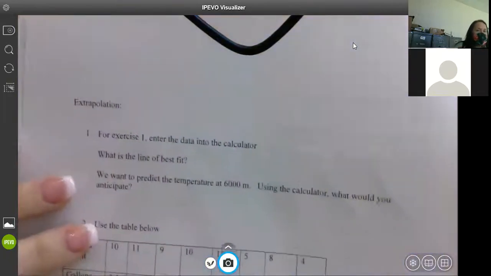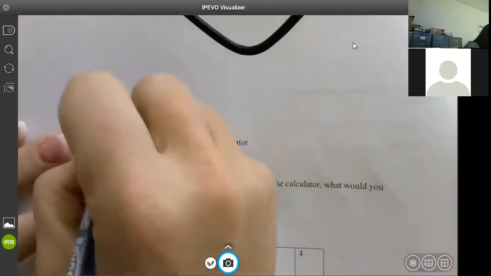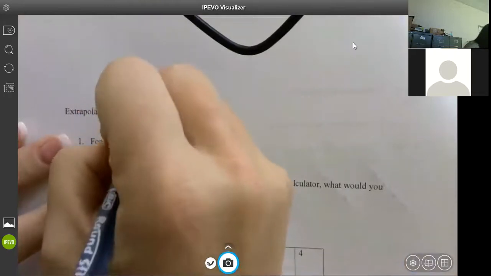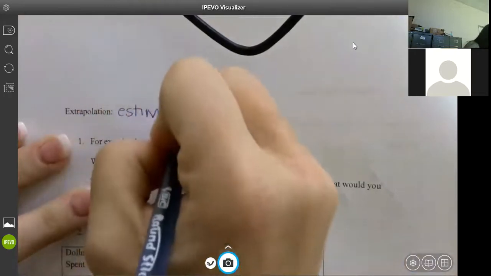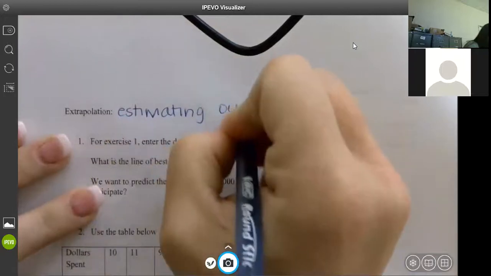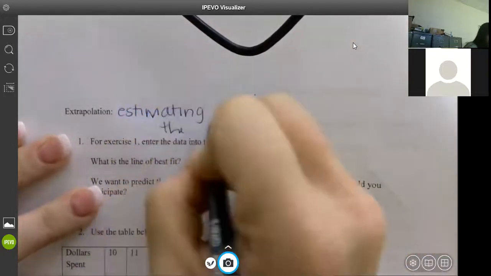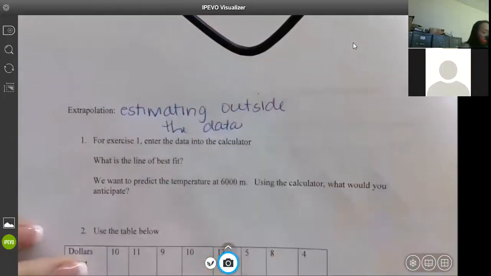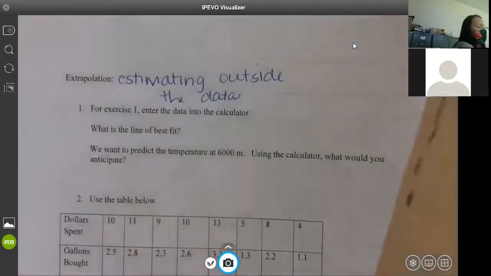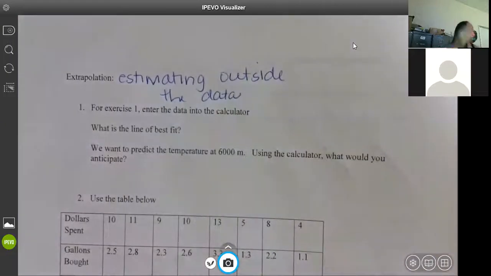All right, extrapolation is estimating outside the data. So if we decided to estimate bigger than 5,000 on the other one, that would be extrapolation.